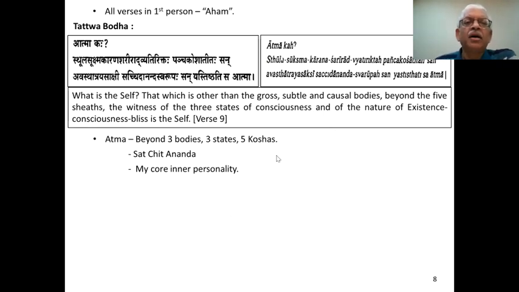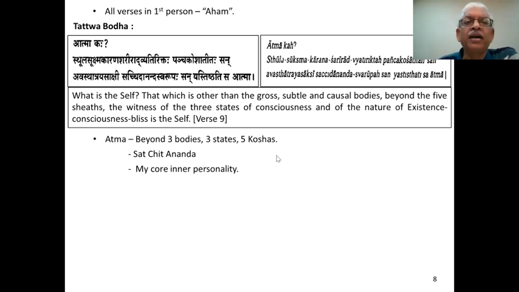And all the verses in this text are in first person, aham, aham. That means throughout the text, whenever we read all these 20 verses, we should keep in mind we are talking about Atma, we are not talking about the body, the gross body or the mind. Because when you take I as the Atma, then only this whole 20 verses will make sense to you.